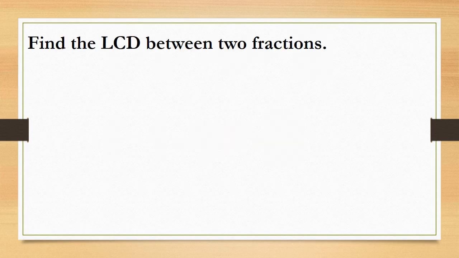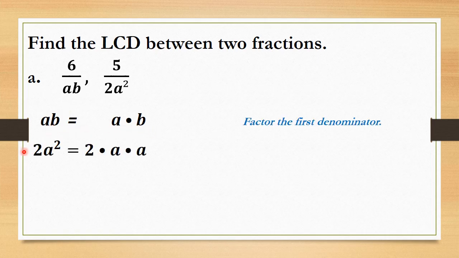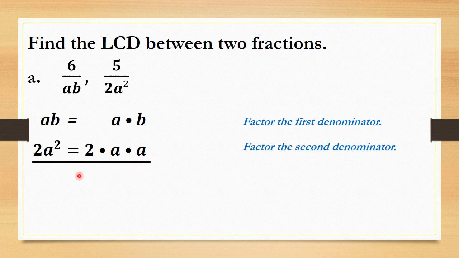So let us find the LCD of two fractions. If we have 6 divided by AB and 5 divided by 2A squared, to find the LCD, let us first factor the denominator of the first fraction. Let us factor AB. We have A times B. Next, factors of 2A squared. We have 2 times A times A. So to find the LCD, let us consider all the factors, and the common factors as 1.